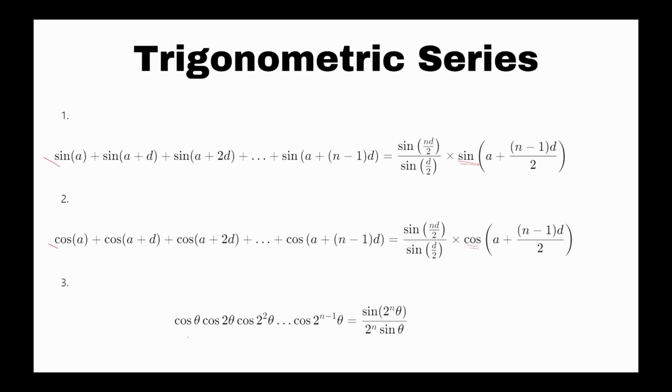And one more series that you need to remember is this multiplicative series of cos. So cos theta into cos 2 theta into cos 2 square theta up till cos 2 to the power n minus 1 theta. So remember this thing, you have it up till cos of 2 to the power n minus 1 theta, because here when you had cos theta, it was actually cos of 2 to the power 0 theta. So this is how you came up to this. And this is equals to sine of 2 to the power n theta by 2 to the power n sine theta.